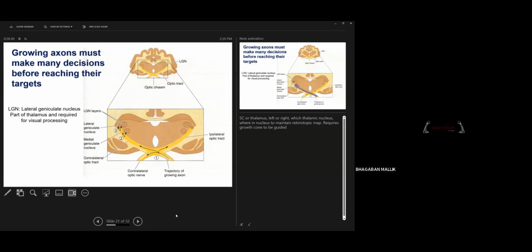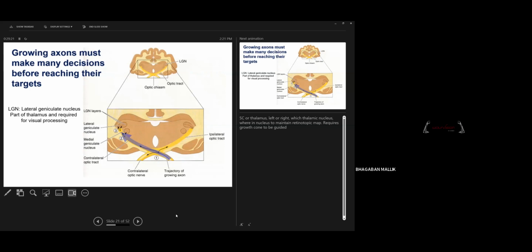So here this is the diagram showing the part of the brain in the thalamus called the lateral geniculate nucleus. So here it shows how the growing axon, it is not only the interaction of actin and microtubules. There are a lot of things that happen in between. Before the axon grows in the brain and finds its target, a lot of things happen. It is not only the interaction of actin or microtubules.